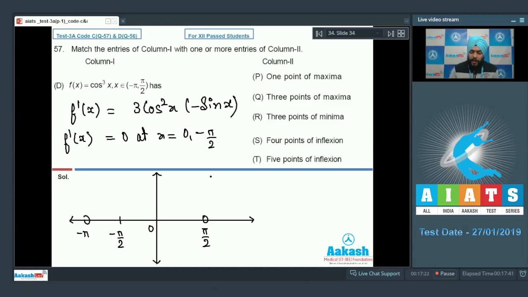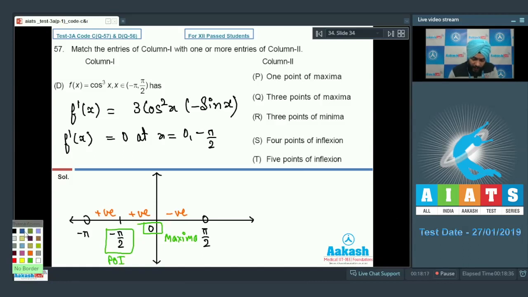Now, in the first quadrant from 0 to pi by 2, sin x is positive, cos square x is positive, so f dash x is clearly negative. Along 0, it is bound to change the sign. In the fourth quadrant, sin x is negative, so it is positive. In this particular quadrant, cos square x is positive, sin x is negative, so it will not change the sign. So we have 0 as the point of maxima, minus pi by 2 as the point of inflection.